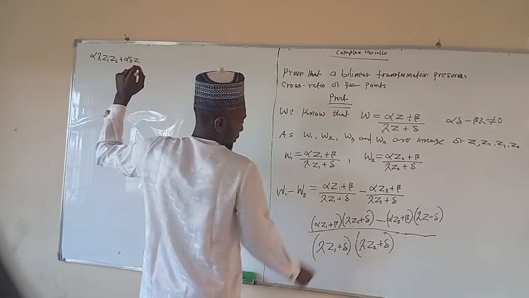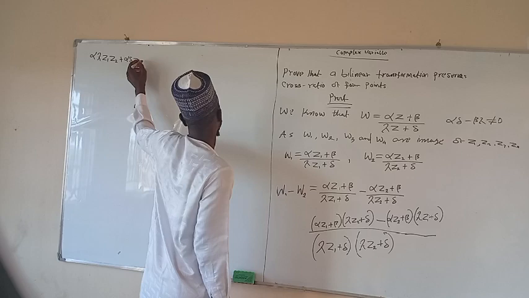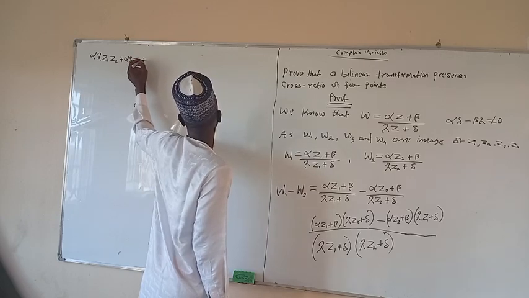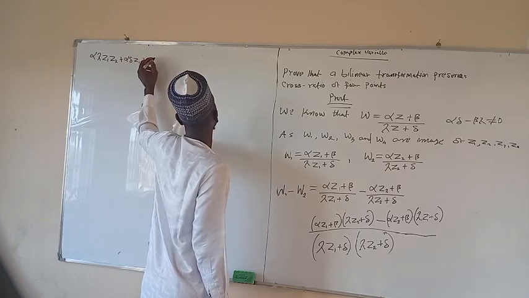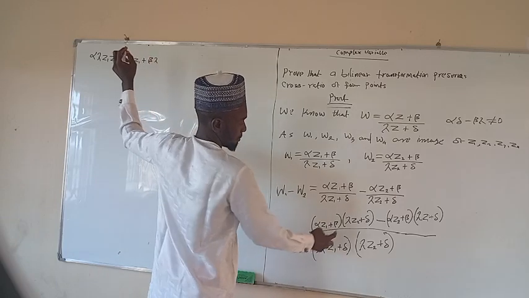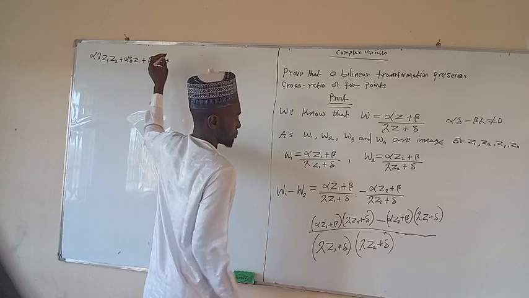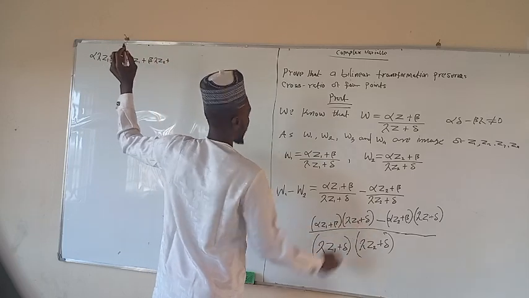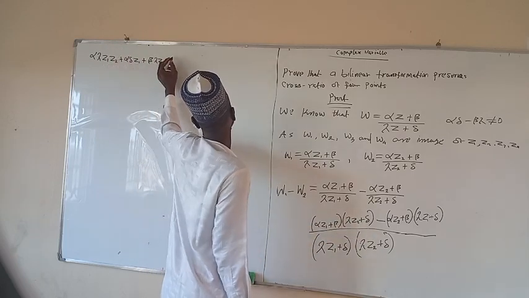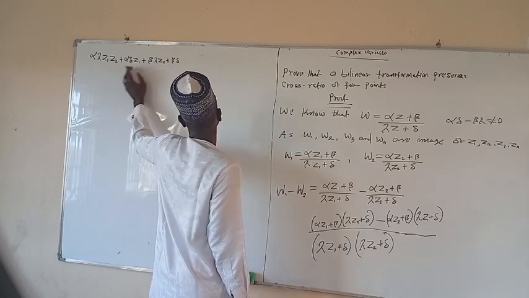Beta multiplied by lambda z1, we have plus beta lambda z2, plus beta multiplied by delta, multiplied by delta.